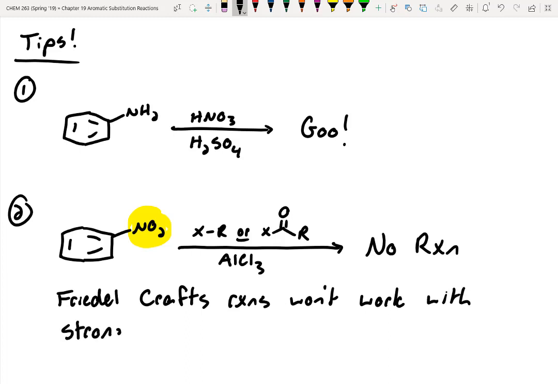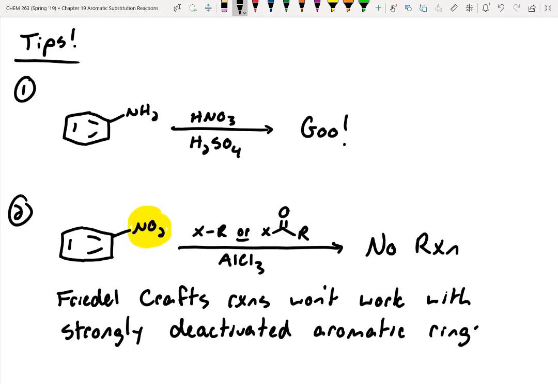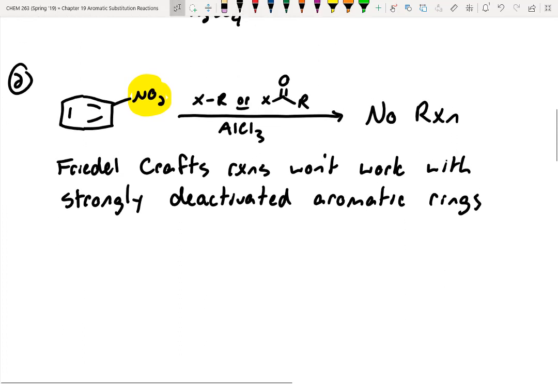So they won't work with strongly deactivated aromatic rings. So we do have to watch out for that as well. So going off of this, what does that tell you about installing nitro groups? Should you do them early on in your synthesis or later? Later. Yeah, ideally you want to install your electron withdrawing groups later.